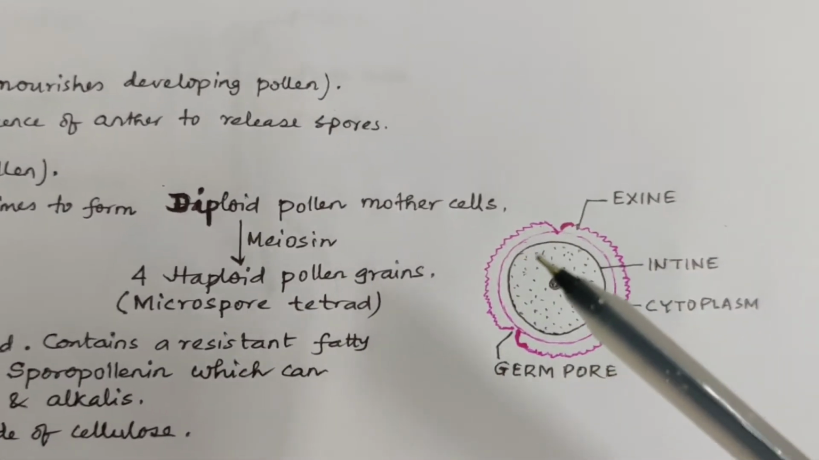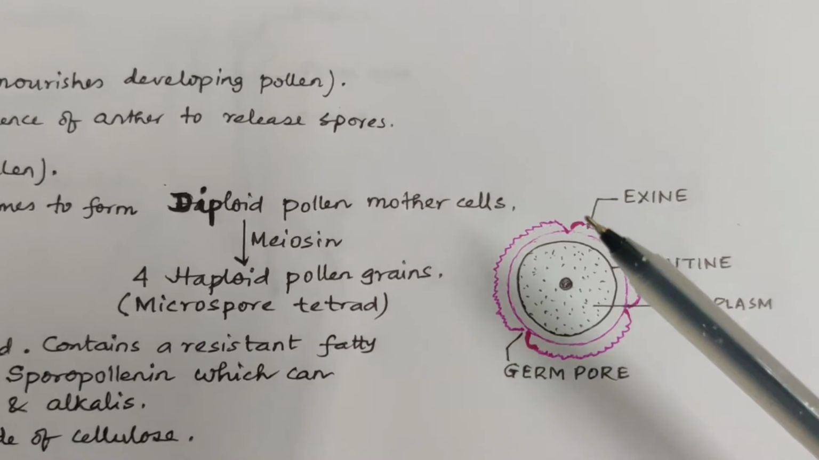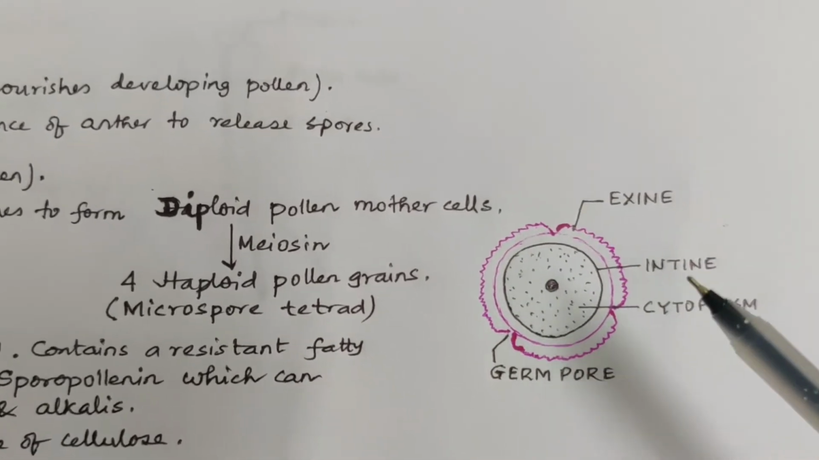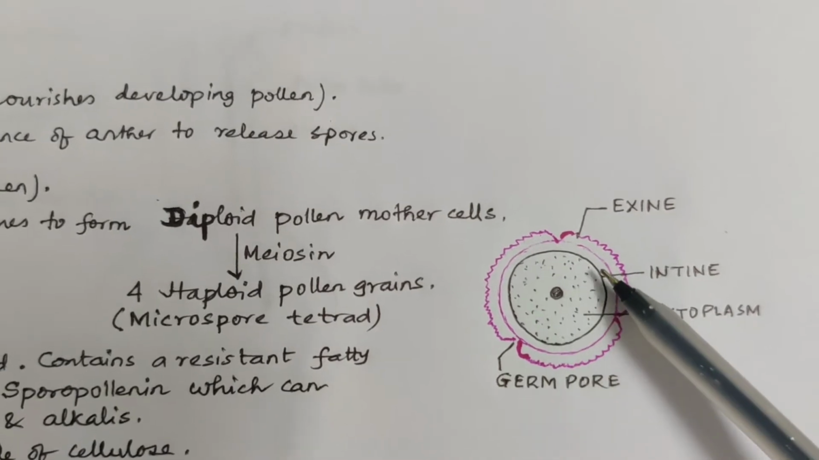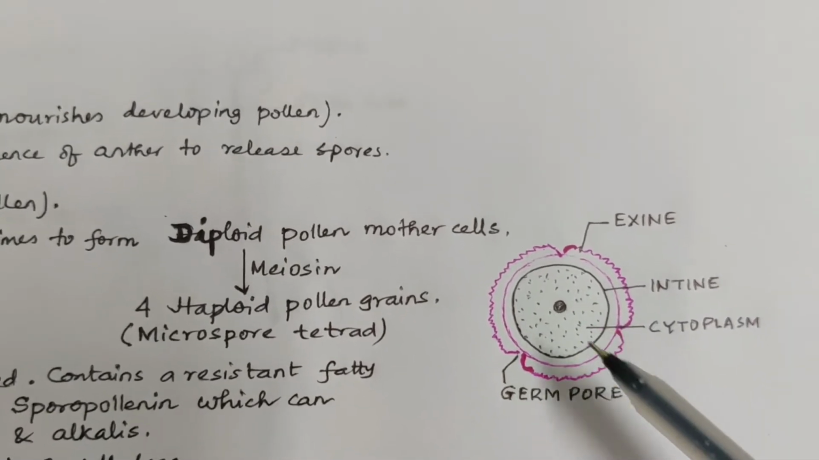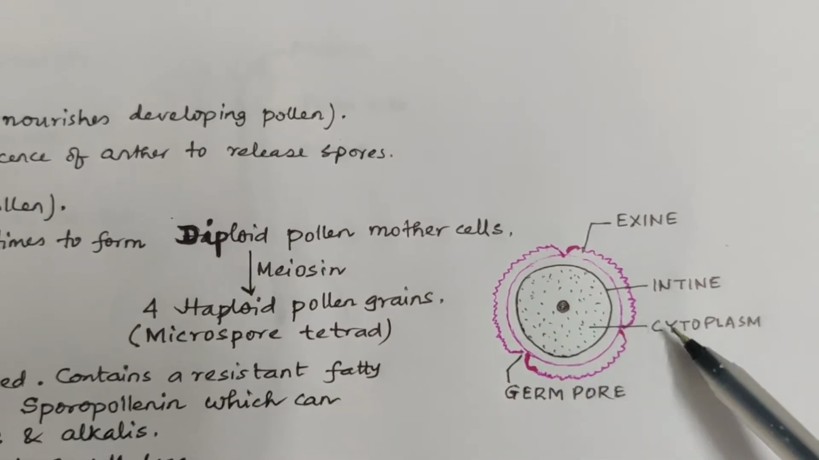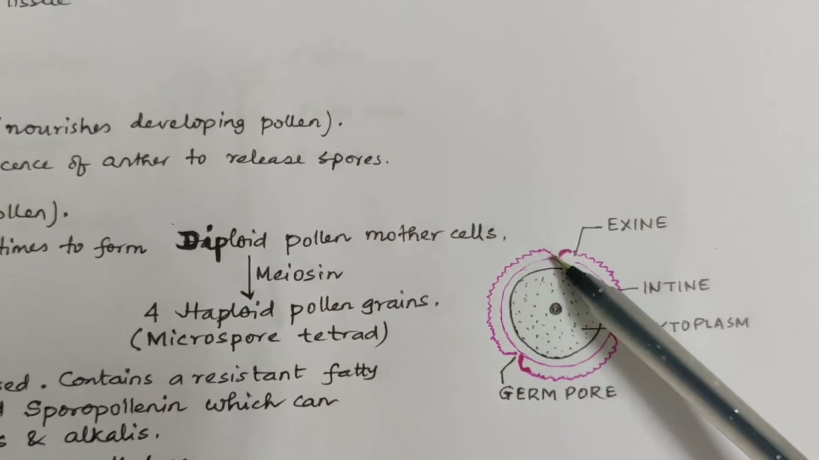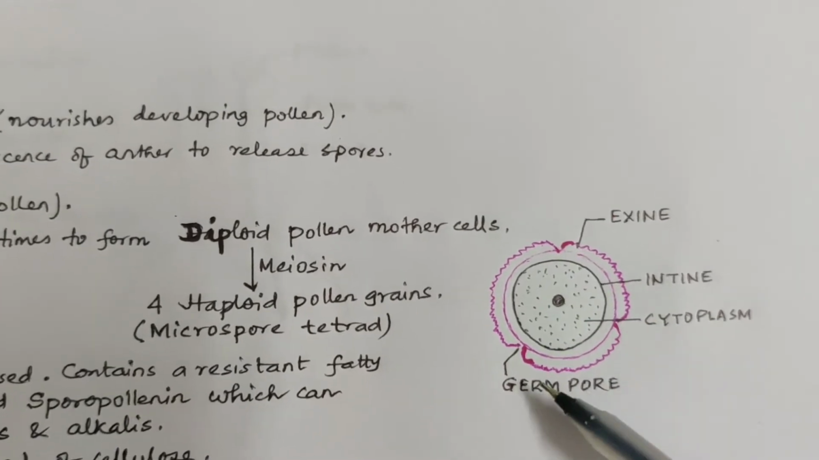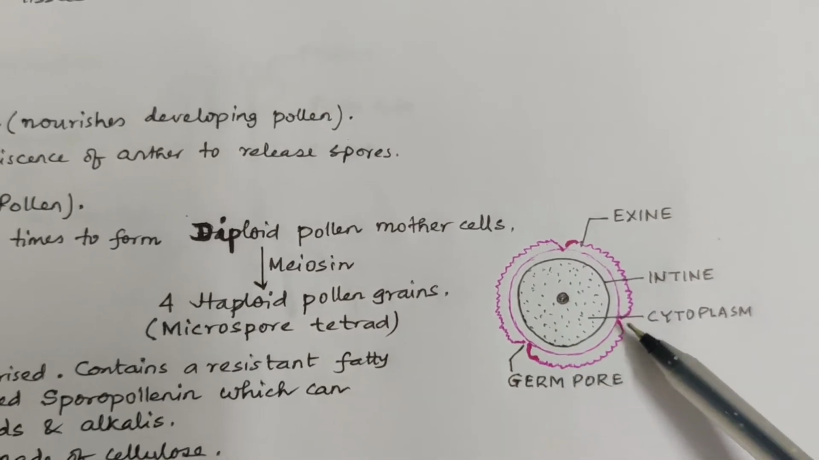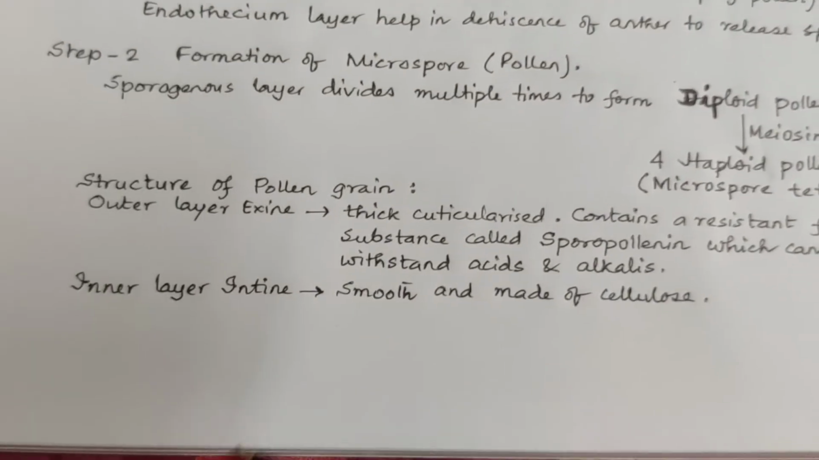Here you can see the figure of pollen grain. This is the outer exine, which is rough surface consisting of sporopollenin. This is the intine, this black one. It is a smooth layer. It consists of cytoplasm, and this is the nucleus. There are germ pores. These parts are called germ pores. These parts are not covered by exine, free from exine.